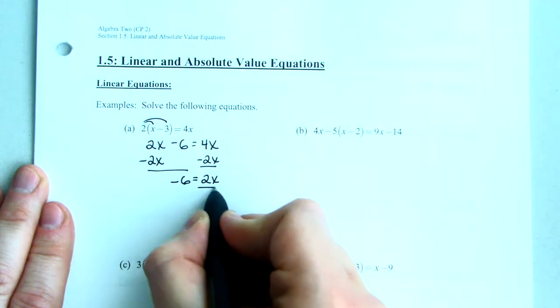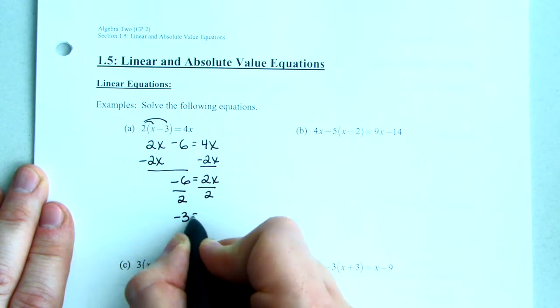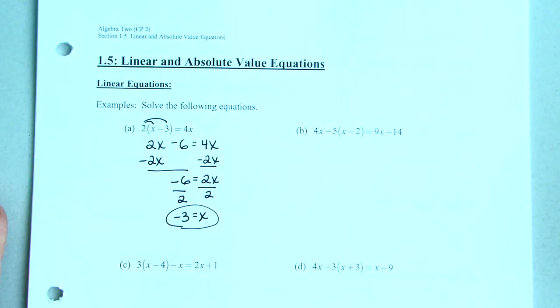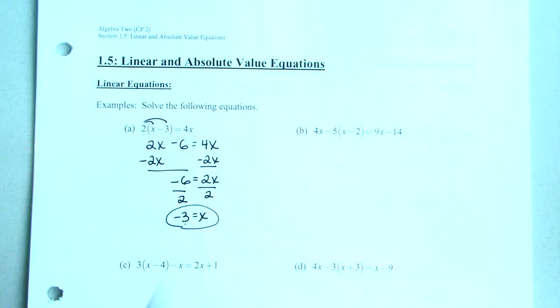How are you going to finish? By dividing by 2. I'm going to get negative 3 equals x, or x equals negative 3. Remember, the whole point of this was to try to figure out what number you could plug in to make this side equal that side.